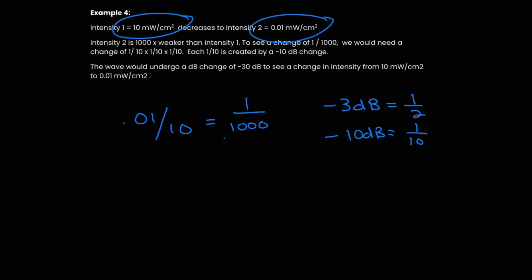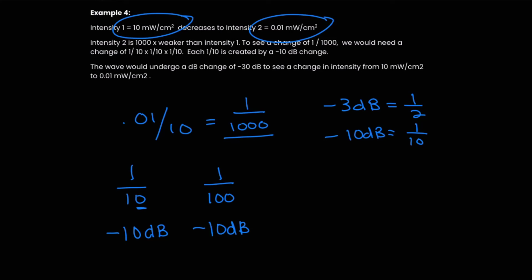Now, anytime you are seeing a factor of 10, you should immediately think that you're probably going to be using your negative 10 decibel rule. Now, we see that the negative 10 decibel rule doesn't automatically apply because it's only 1/10 as strong, not 1/1000th as strong. So we need to figure out how many 10 decibel changes does it take to make the beam 1,000 times weaker. And I've got a little hint for you. Notice that when we drop by 1/10, that is 1 negative 10 decibel change. If we drop by another 10 decibels, we have now decreased the wave by 100 times.